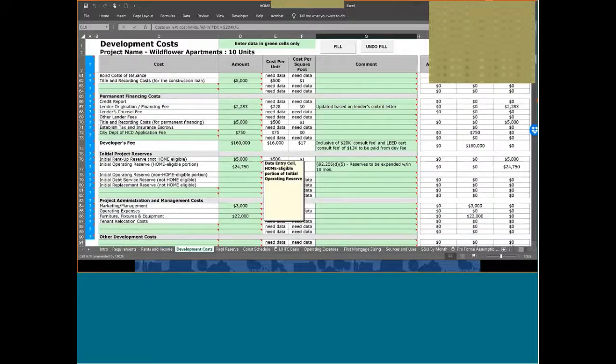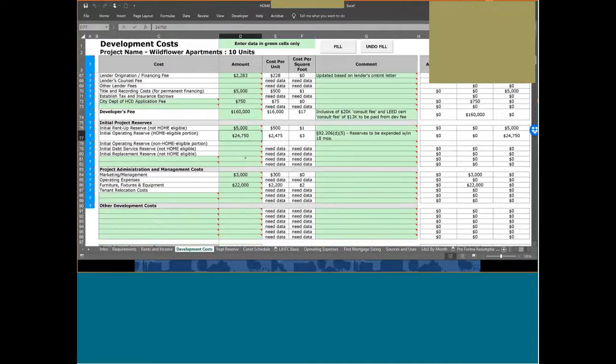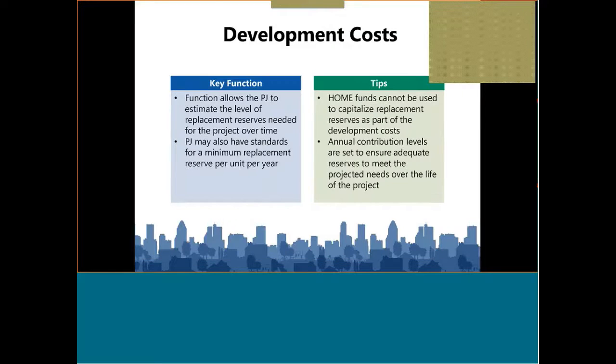I also want you to pay attention to this initial operating reserve number, and that your total development costs in the aggregate from these inputs is just a hair over $2 million. So with that done, we can move forward to the next worksheet. And that worksheet is replacement reserves.